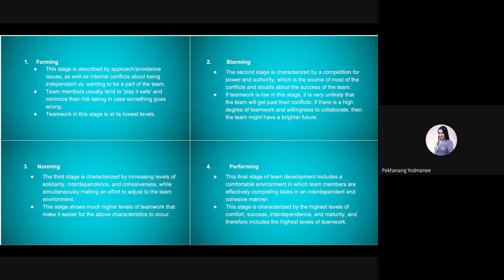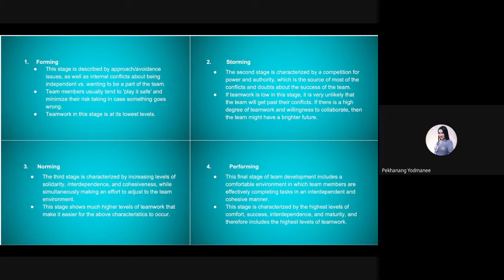And the next level is storming. The second stage is characterized by a competition for power and authority, which is the start of most of the conflicts and doubts about the success of the team. If teamwork is low in this stage, it is very unlikely that the team will get past their conflicts. If there is a high degree of teamwork and willingness to collaborate, then the team might have a brighter future.